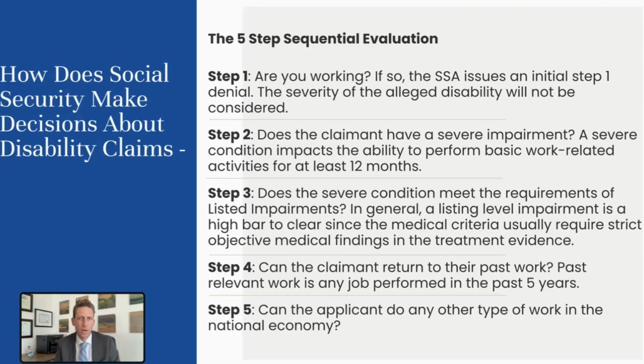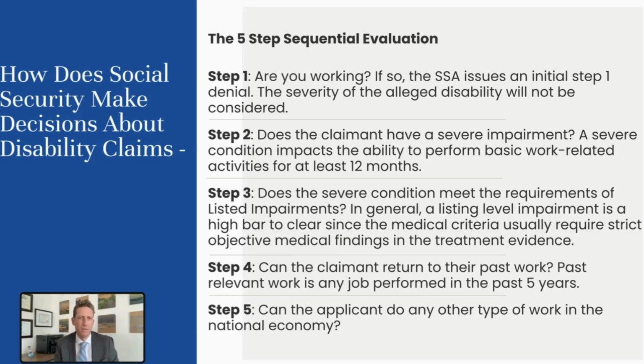Step 5, the burden of proof is on Social Security to point to a job they think you can do. Step 4, the burden of proof is on you. You've got to prove you can't do any of your past relevant work. Step 5 gets a little more complicated depending on your age.